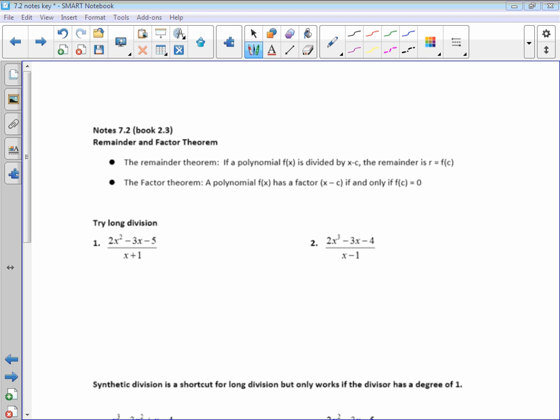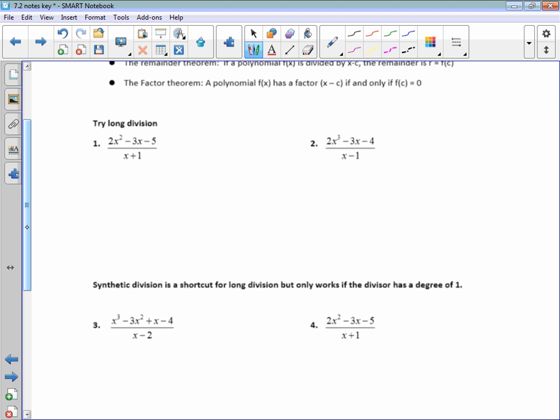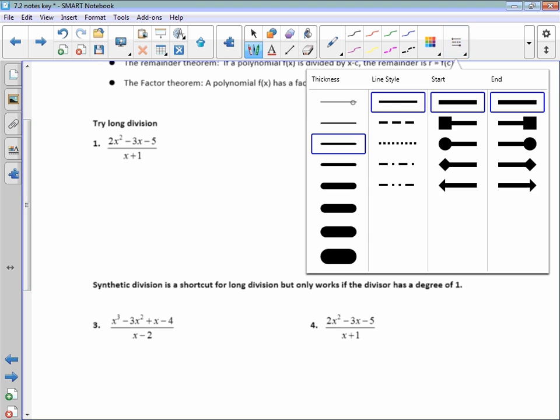So when we're talking about remainder and factor theorem, the remainder theorem is just telling you what the remainder is when you divide two polynomials. The reason that's important is because if the remainder ends up being 0, then you know that the one you divided by is a factor of the other polynomial. Okay? So we're going to do some division so that we can see what our remainders are and how this all works. We are going to start with some simple long division ones. We'll see what you remember.